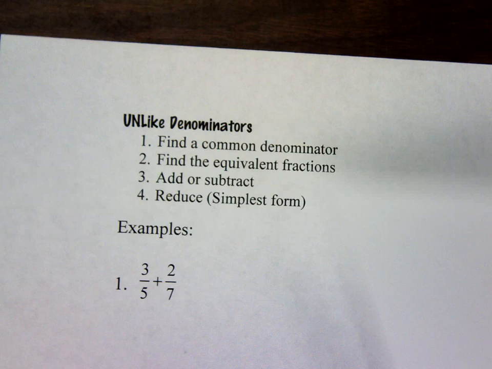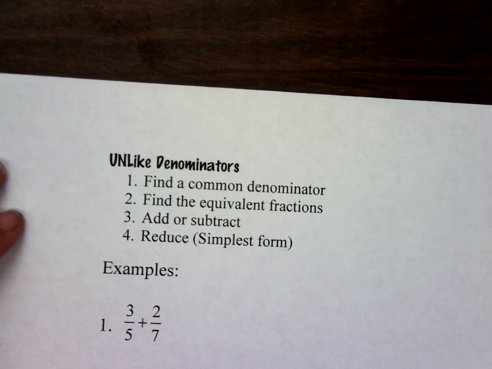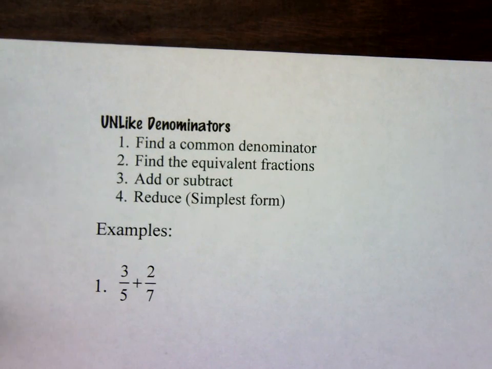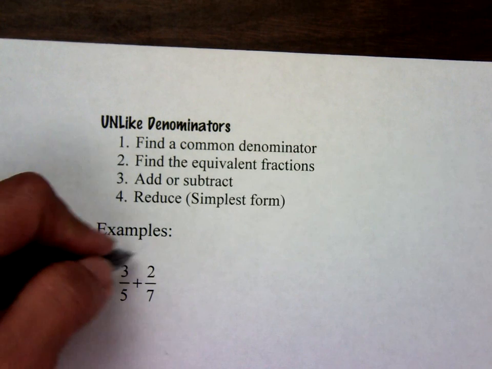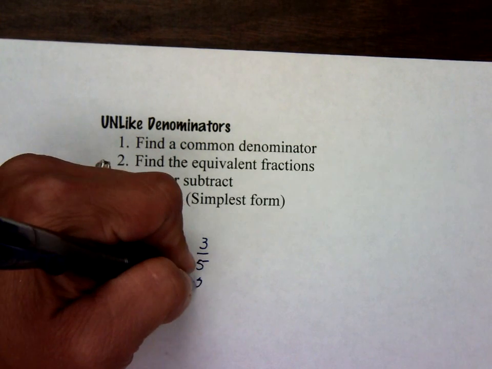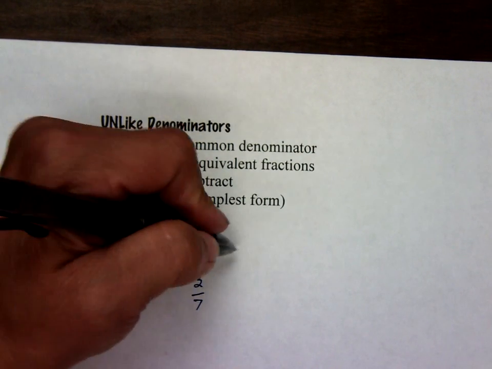Now here are the steps for unlike denominators. Step 1, find a common denominator. Step 2, find the equivalent fractions. Step 3, add or subtract. And step 4 is to reduce to simplest form. So let's look at number 1, and we'll do it together. You're going to set up your fractions vertically, 3/5 and 2/7. You will always set up your fractions vertically for unlike denominators.